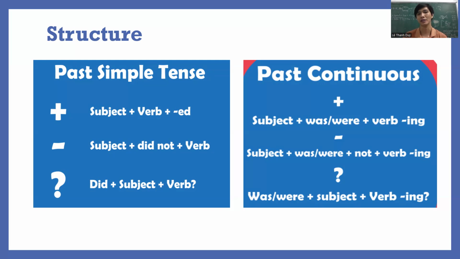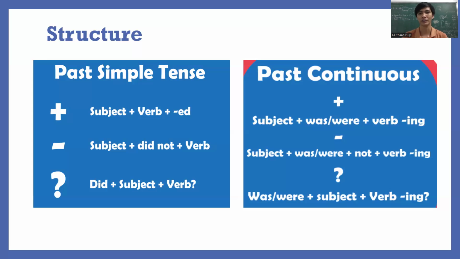And the past continuous: we have subject, add was or were, then followed by a verb with -ing, also known as gerund. In negative form, we have subject plus did not or didn't, plus the basic verb.